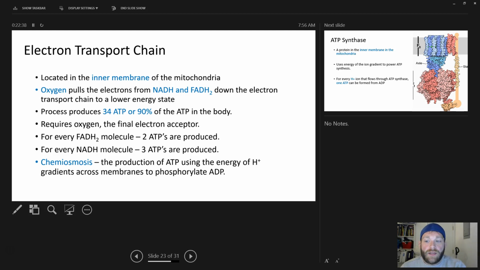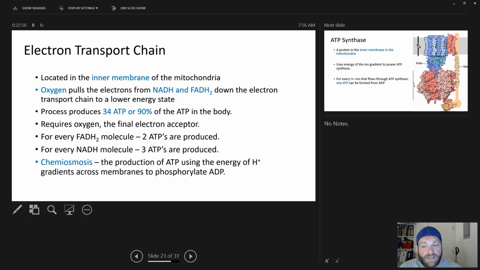So again, you need oxygen as your final electron receptor. You're taking oxygen and using that to store electrons that then get released and used for other things. Remember, for every FADH2 you make, you get 2 ATPs, and for every NADH you make, you get 3 ATPs.